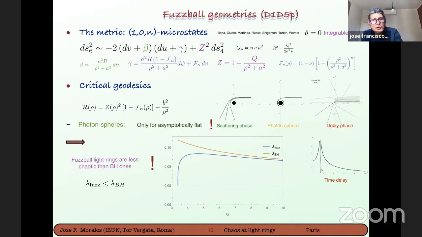And for asymptotically flat space, you can compute again lambda, and you can draw again the Lyapunov exponent, its dependence on Q, for example. Here, for simplicity, I take all the charges Q1, Q5, and QP equal to Q, just to be concrete. And you can see that now something new happened. Lambda black hole is always bigger than lambda fastball. And this is for n equal to 1. We did the same graph for n equal 2, n equal 10, n equal 20. We don't have a proof, but we always find that lambda fastball is smaller than lambda black hole.